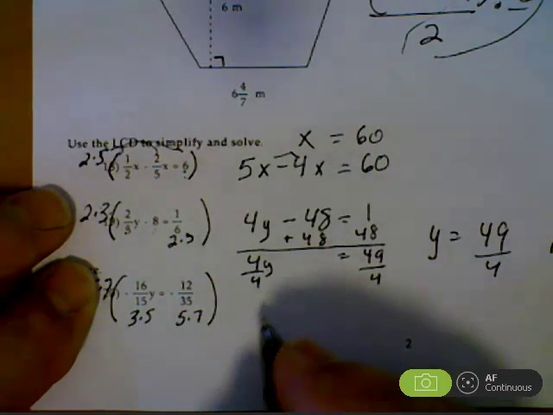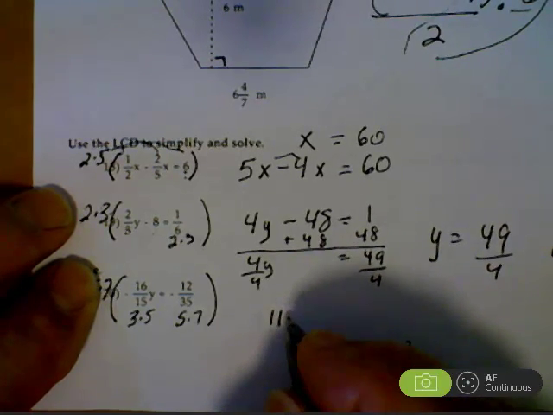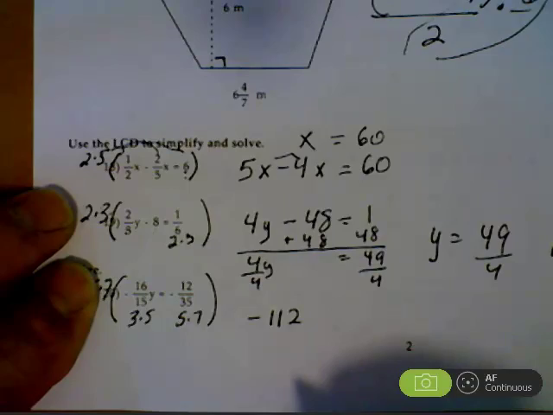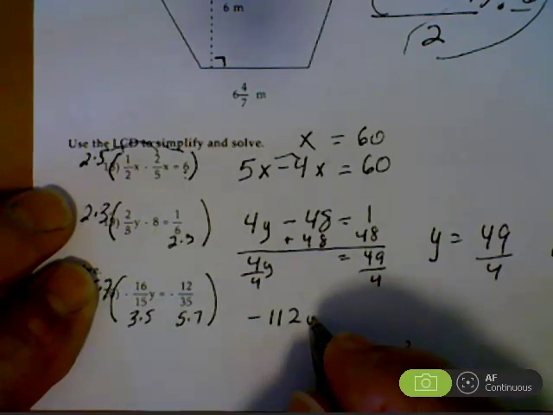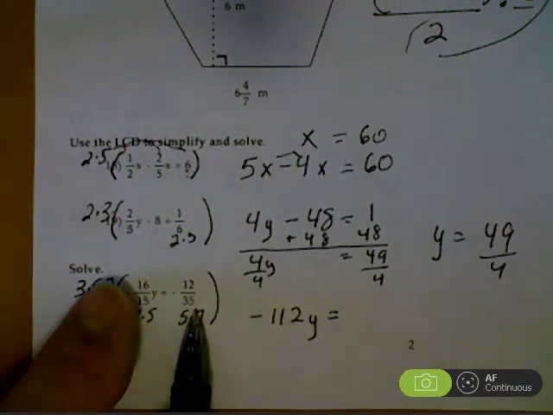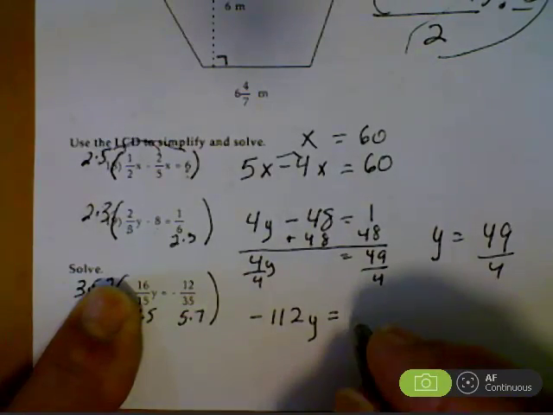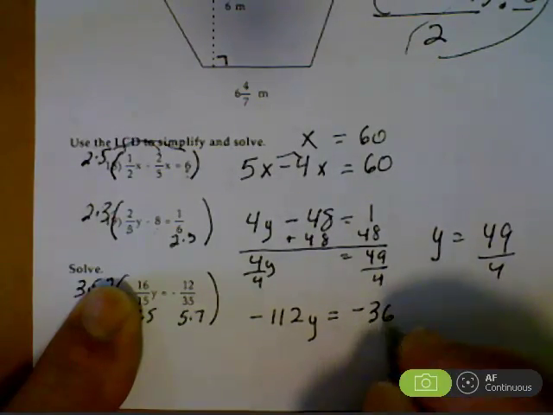7 times negative 16 is 112 y, and covering the 5 and the 7, which make 1 with the 35, we see we have minus 12 on the other side. 3 times minus 12 is minus 36.